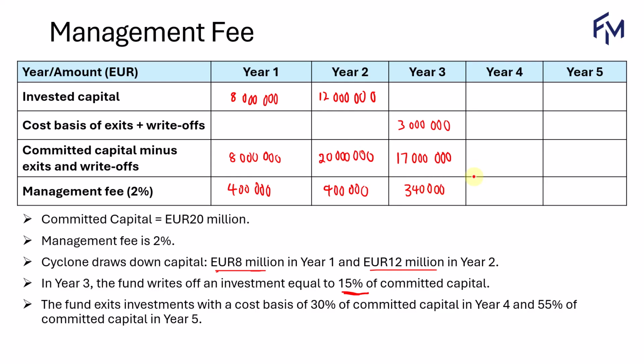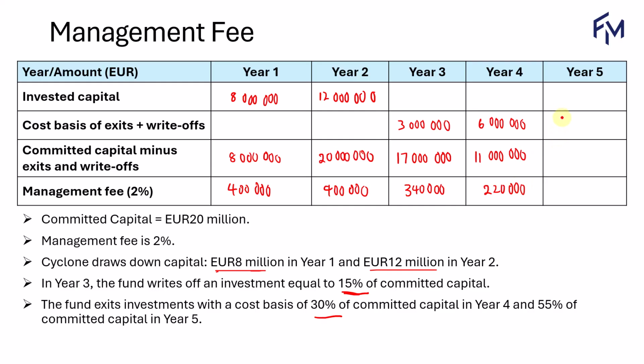That's 340,000 euros. Next, in year 4, there will be an exit, which is 30% of committed capital. So 30% times 20 million is 6 million. So if you take 17 million minus 6 million, that would be 11 million of invested capital. And 11 million times 2% will be 220,000.